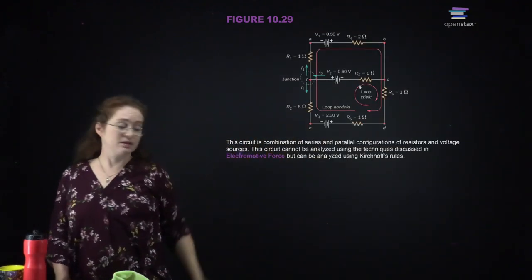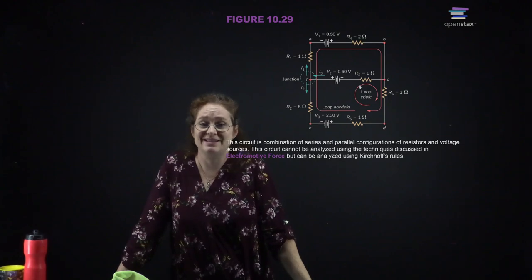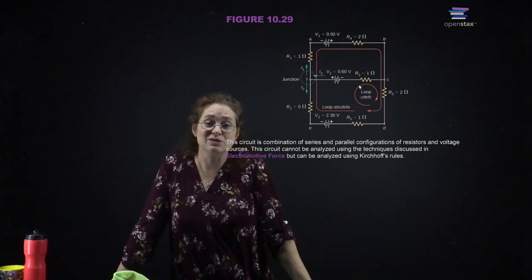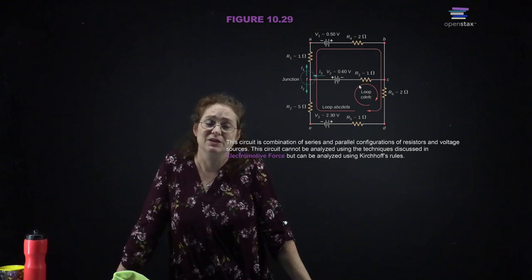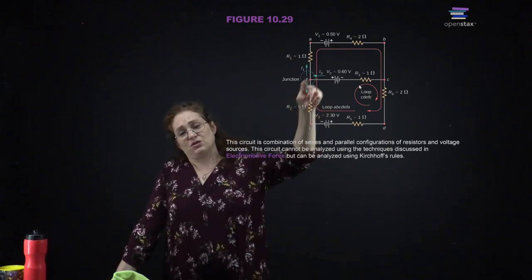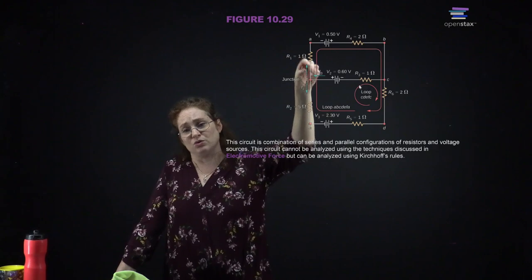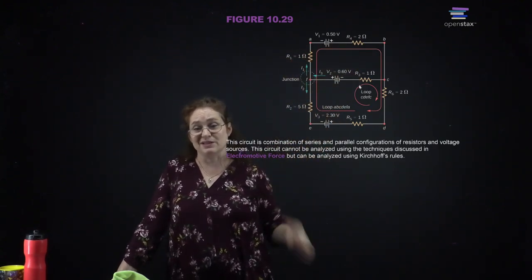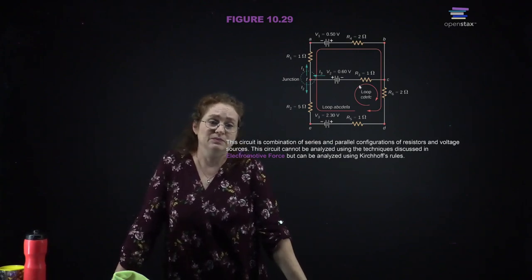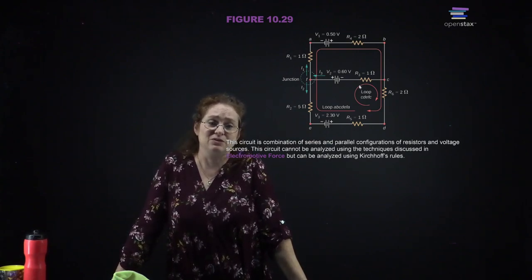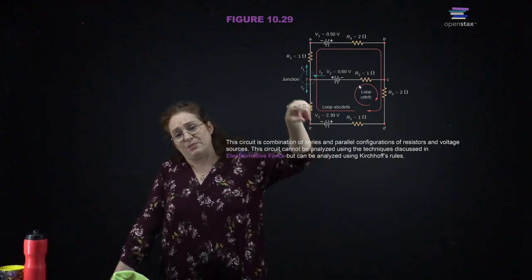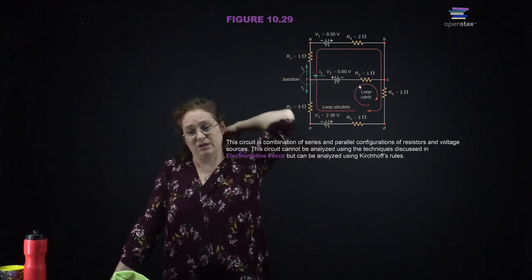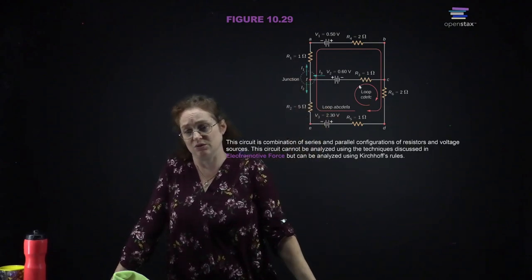So here, this circuit is a combination of parallel and series configurations of resistors. So you can't solve this using our previous chapters, but you can use Kirchhoff's rules. Here you've got two loops. There are three different loops you can draw, and you have to choose at least two of them. And then you would have to consider the drops as you go around in a circle around the loops, as well as the total current.